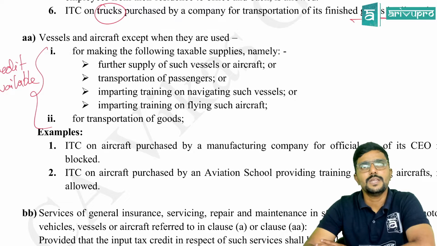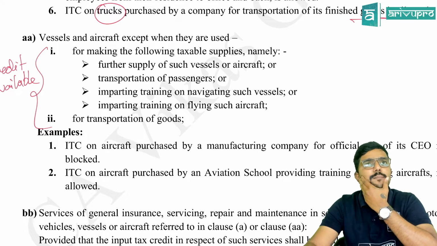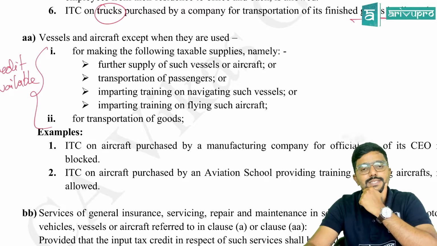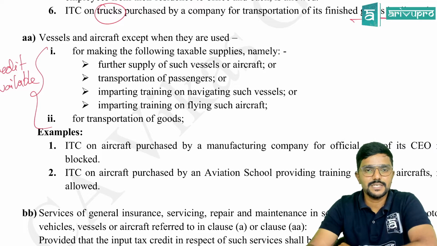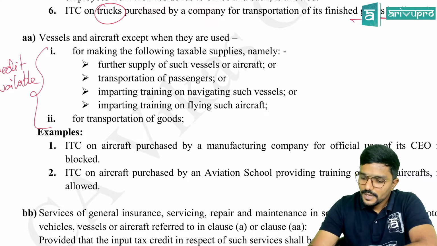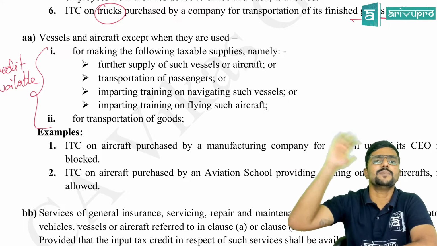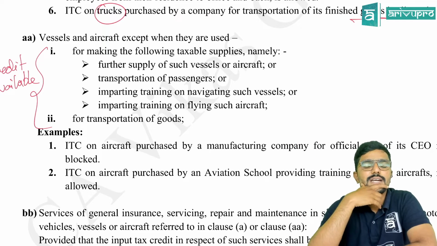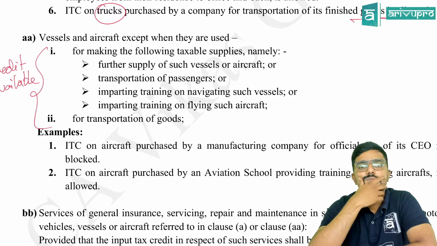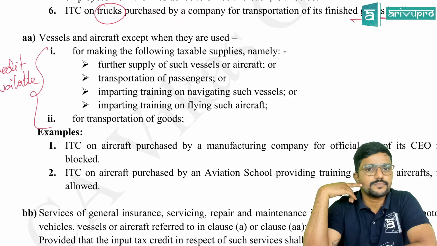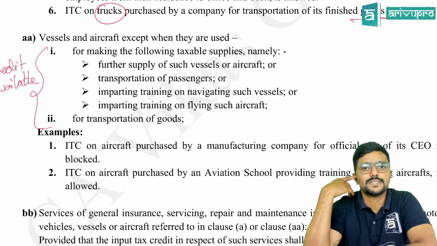Clear? Now, let me give an example. Mukesh Ambani has purchased an aircraft in Reliance Industries name. So it is purchased by RIL, Reliance Industries Limited. They have paid tax on it. And it is used for the transportation of Mukesh Ambani and his family members. Or assume the top level employees of the company. In that case, is credit available? No, sorry, not available. Clear? Yes, sir.